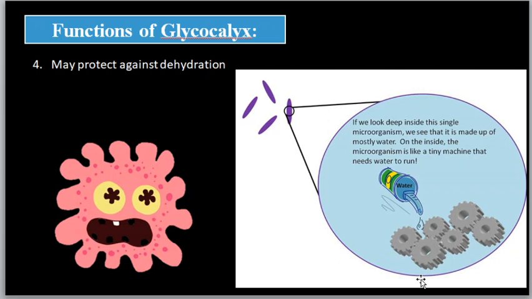Okay? So, 'di ba pag unang basa yung armpit, hindi pa naman siya mabaho, pero katagalan bumabaho siya because tumutubo na yung maraming bacteria doon. Because most of the microorganisms, example your bacteria, love wet environments because they are made mostly of water. And once they are dehydrated, mamamatay sila. Okay? So, on the inside, the microorganism is like a tiny machine that needs water to run. So, parang water yung fuel ng microorganisms ninyo.